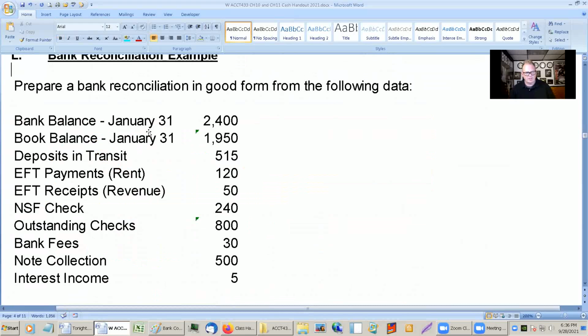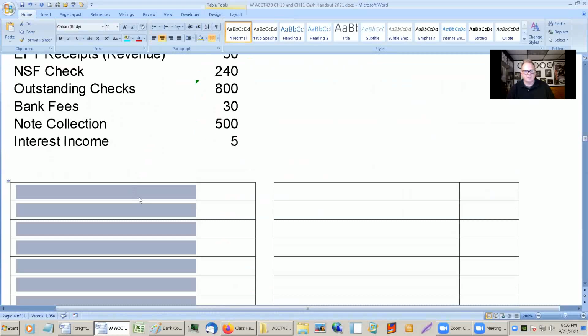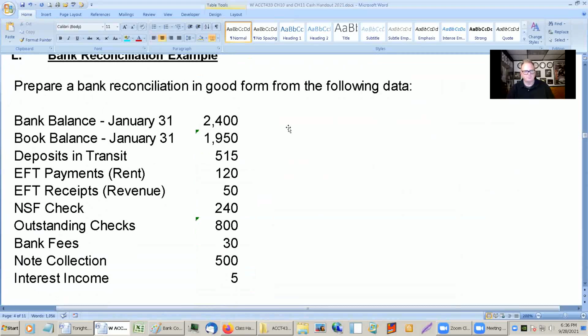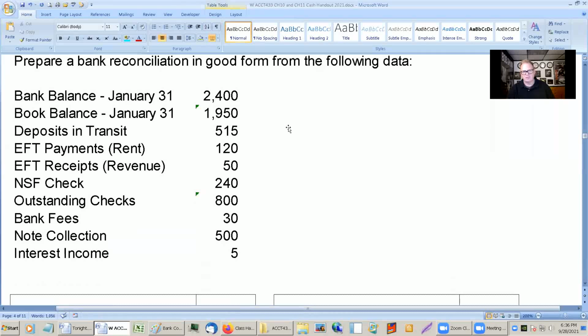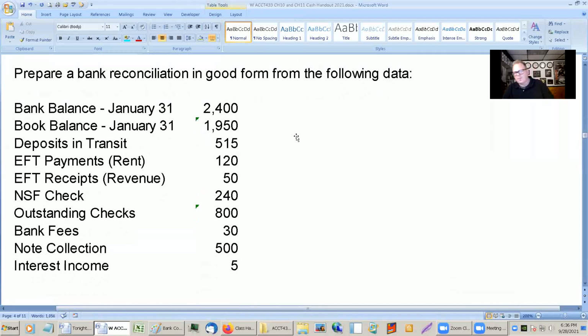Okay, we're going to do bank reconciliation. So this above is our bank reconciliation. This is our data up here. And what we're going to do is do a bank reconciliation down below.